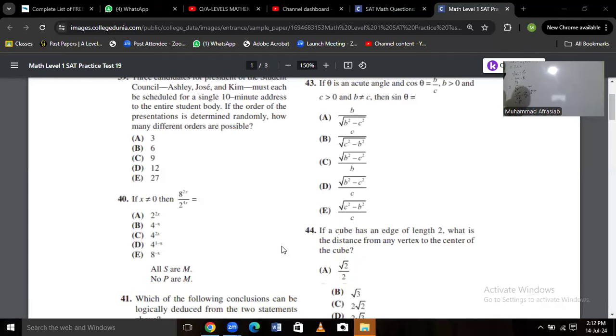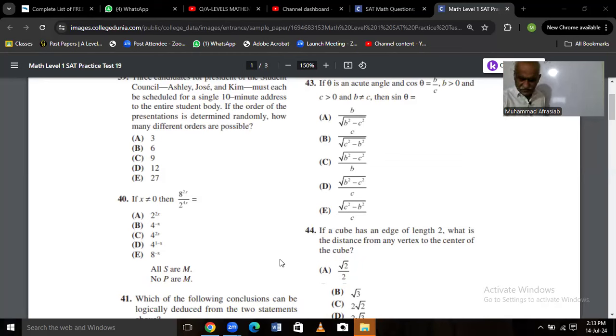So 2 power 2x is the answer, which is choice A. So A is the right choice. With the help of indices, the powers are subtracted if they have the same base.